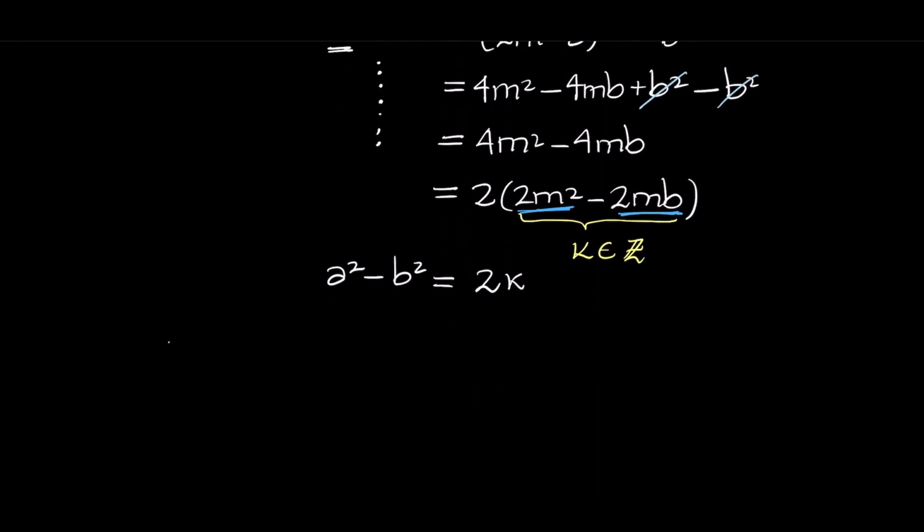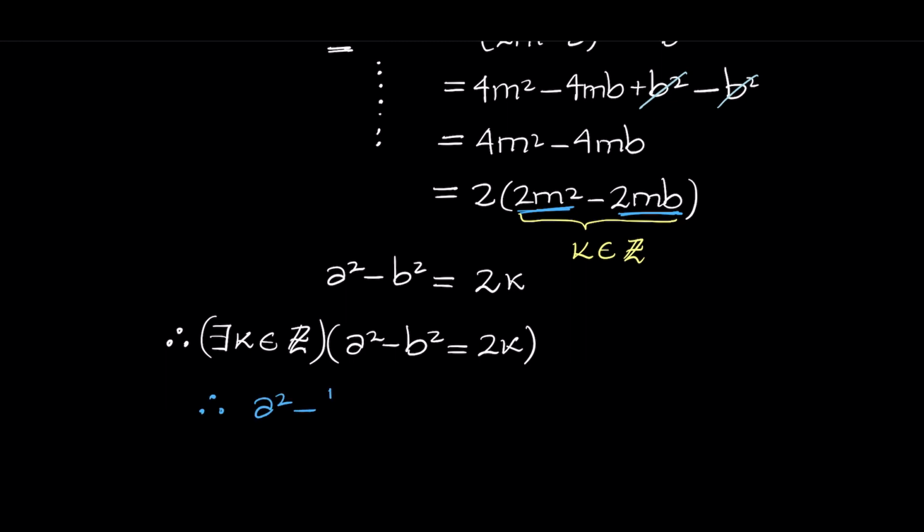So therefore we can conclude that there exists an integer k such that a squared minus b squared is equal to 2k. And what does this mean? This means that a squared minus b squared is even, and this will be the proof.